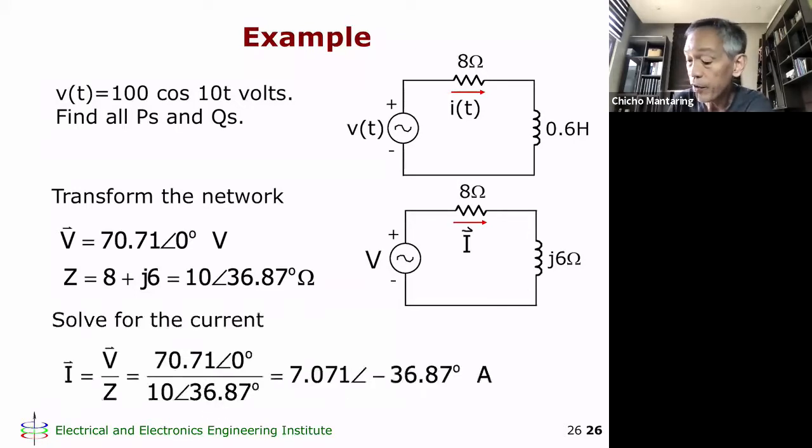Okay. So the Phasor I is just V over the total impedance. So this is 7.071 at an angle minus 36.87 degrees amperes.